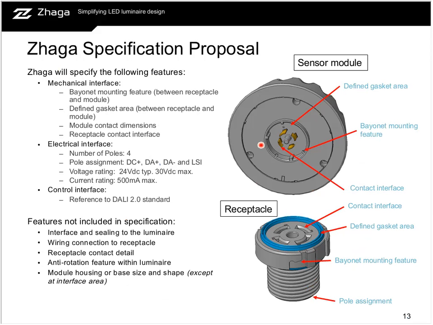So on the slide here, you can see an example of the concept for a module and of a receptacle. For the mechanical interface, we will be specifying these bayonet and keying features that mate onto the receptacle. We will be defining this gasket area, not the size and the shape, but just the area on the receptacle and then on the module itself.